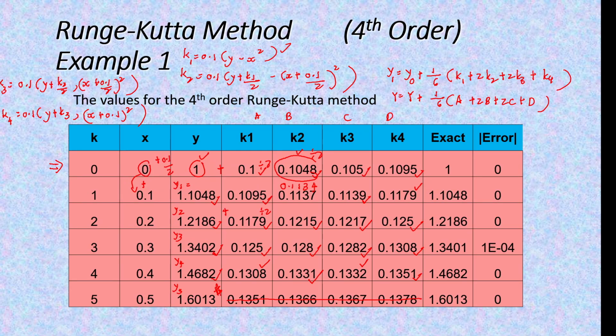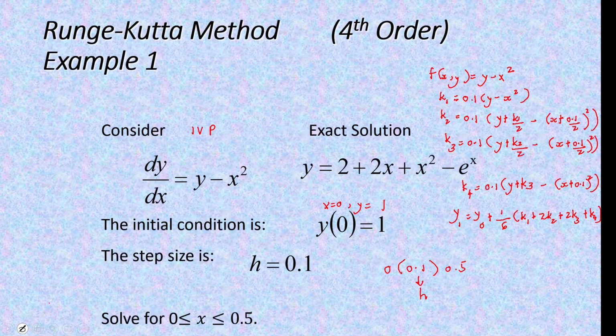Just stop here. This one is not needed, because y6 depends on the K1, K2, K3, K4 values at K equal to 5, so no need to waste your time calculating it. To get the exact values, you may key into the table menu. Where's the exact?